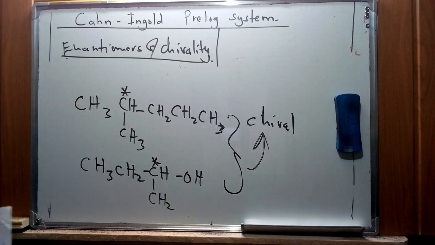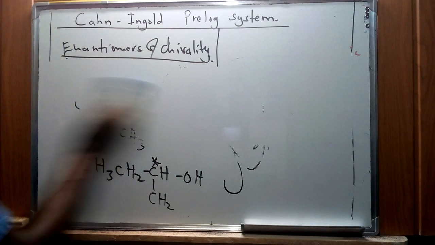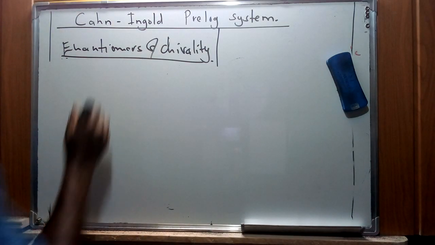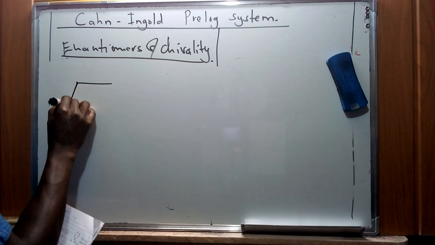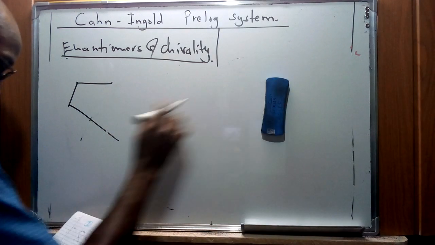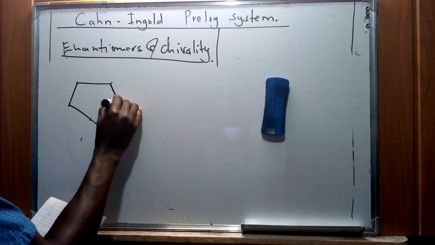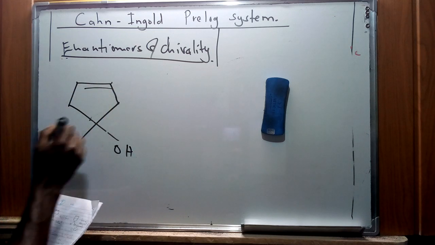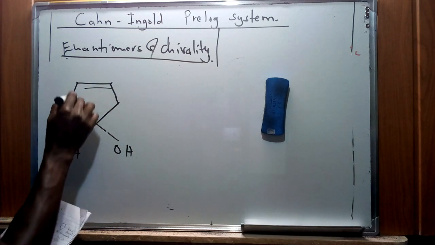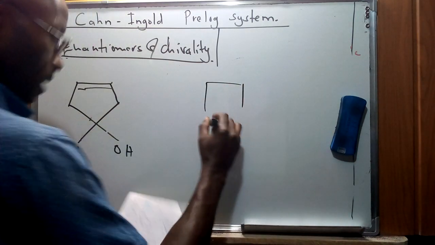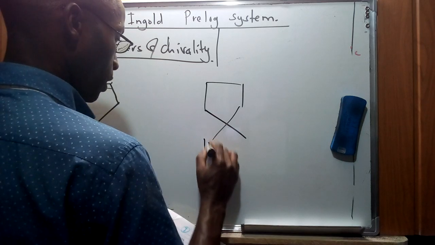Now suppose we have a different compound. Maybe we can compare one of the cyclic compounds that we've talked about in nomenclature. Now suppose we have a compound that we can represent like this, which has OH, and then that one. Now this one has a plane of symmetry, and we're going to compare it with another compound, this one, HOH.